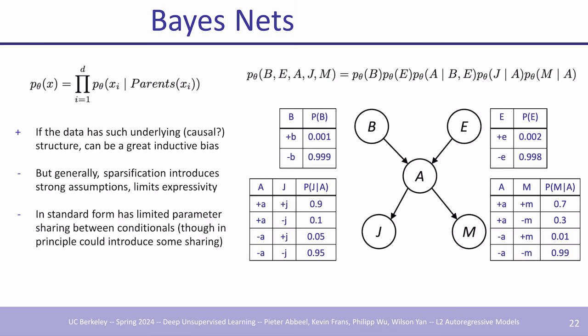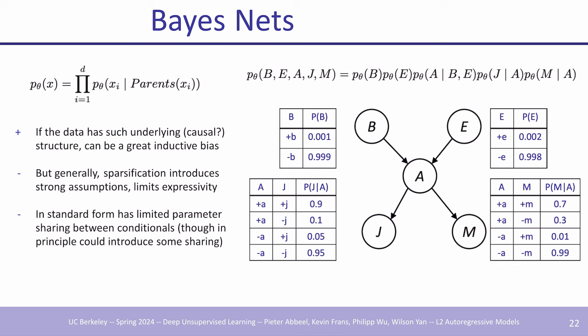Here's a canonical example of what a Bayes net could look like. This is a Bayes net over five variables, B, E, A, J, and M. And what you can see is that the tables associated with each of those variables, I'm only showing four out of five, are relatively small. So you could consider just a counting histogram approach for each one of those. You could also parameterize this. Some Bayes nets use parameterizations. It's not very common, but it can be done. So this is a pretty reasonable thing to do.